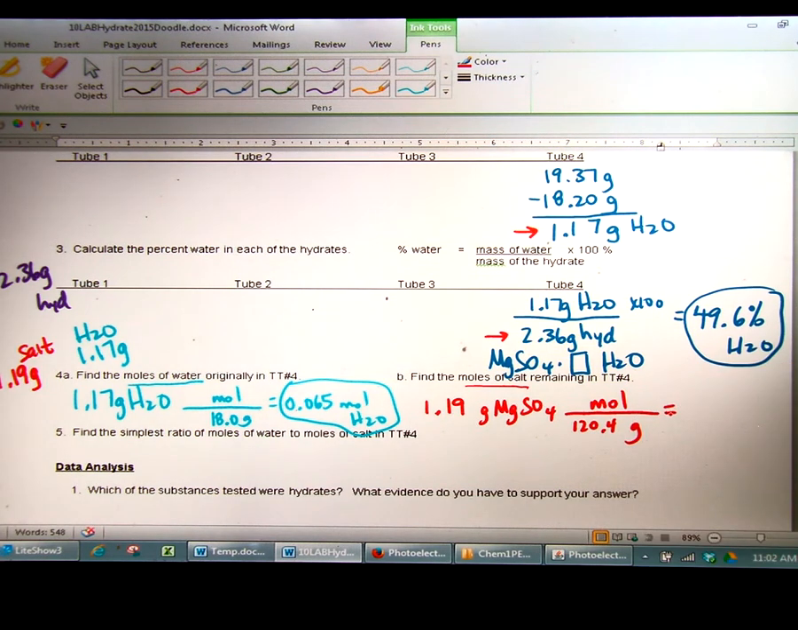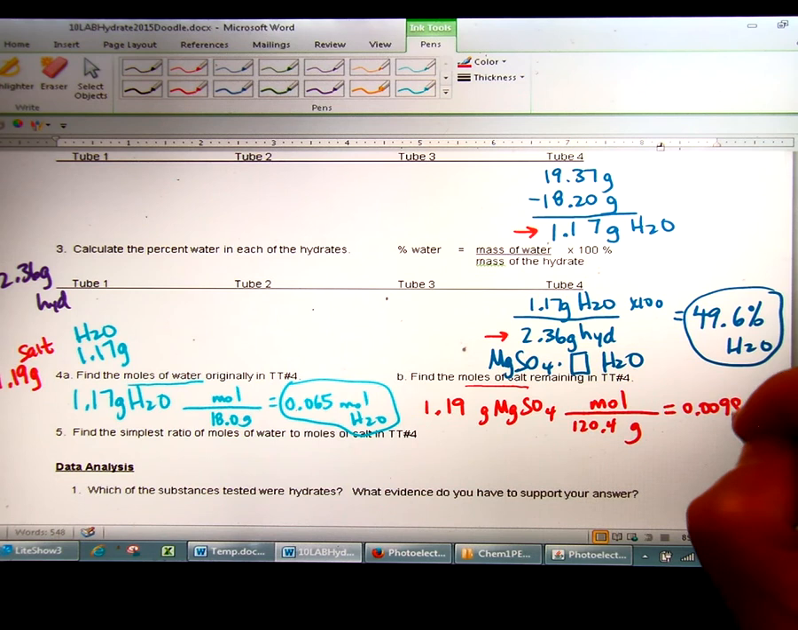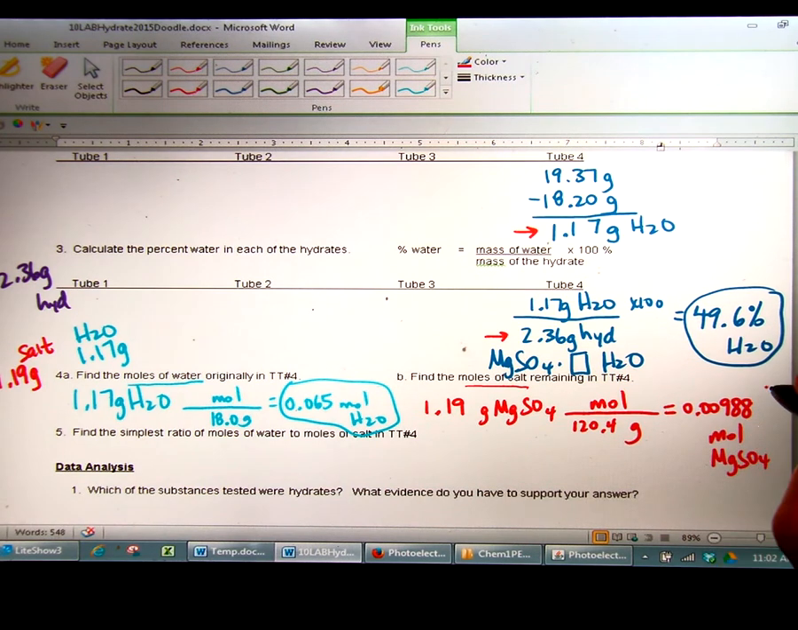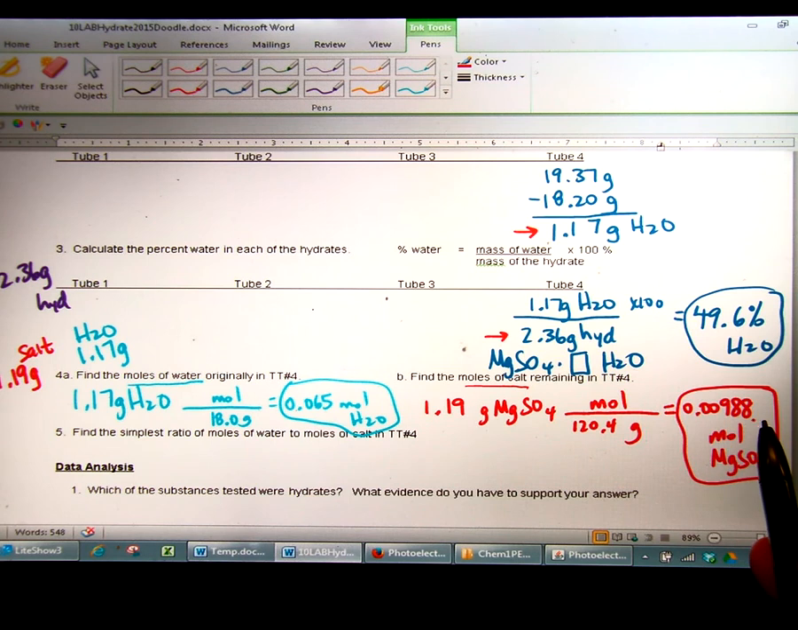So now I can get my moles. 1.19 divided by 120.4 is going to give me 0.00988 moles of MgSO4. So these are not really that easy of numbers to work with. Okay, we have 0.065 and 0.0098, and those are not easy numbers, so we want to change it into a very simple ratio. So we basically want to divide the bigger number by the smaller number.